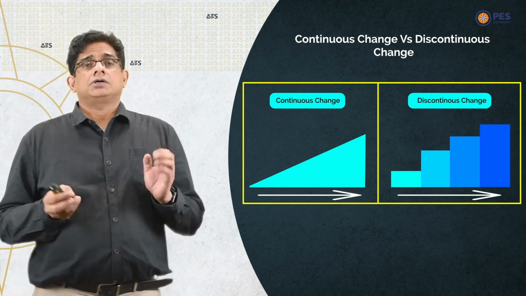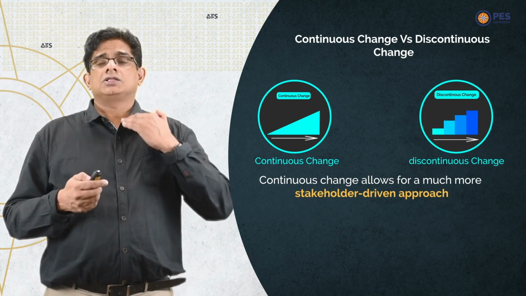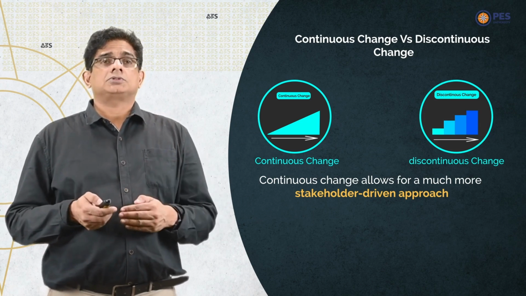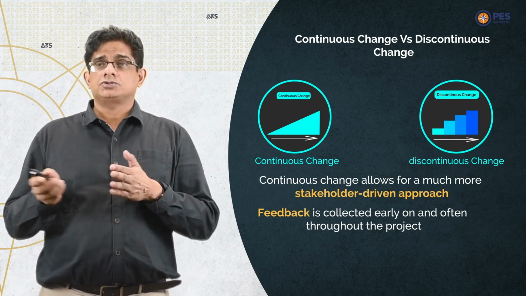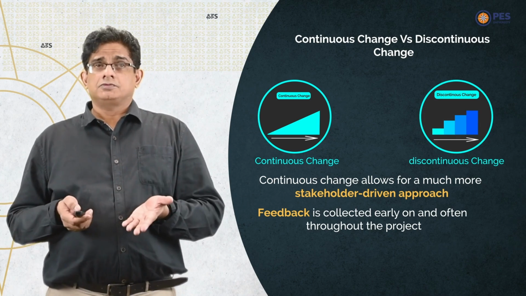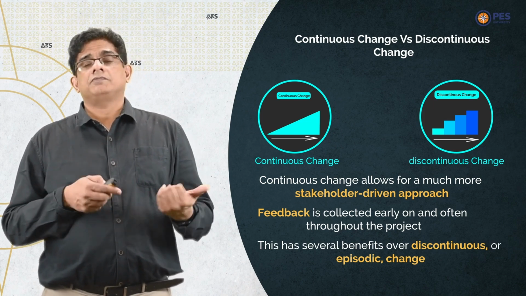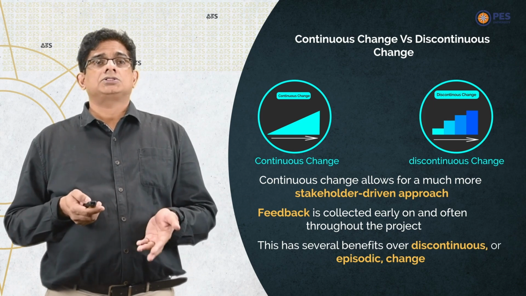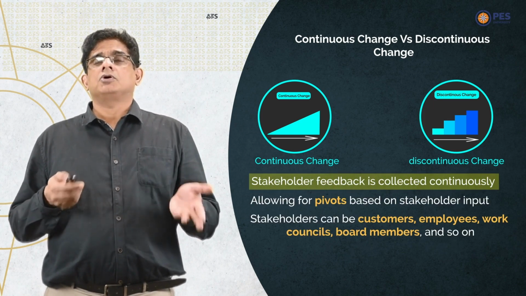Now, if you look at continuous change, it allows for a much more stakeholder-driven approach, and it's much more of a consistent sort of approach. Feedback is collected early on and often throughout the project to ensure that things are on track. It has various benefits because we are getting feedback from stakeholders, which is very important, and we know how things need to be managed. Stakeholders can obviously be customers, employees, board members, etc.